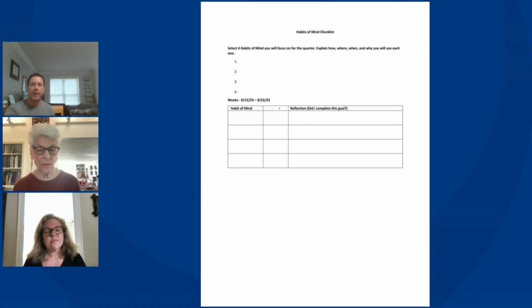So they list them out, and then below is a checklist. On that checklist, it has the habit of mind in the first column. They put all 4 habits of mind there. And then in the second column is a minus or a plus. That minus is, okay, I need to really work on this habit. I don't feel that I had been mindful, I had been aware of this habit.